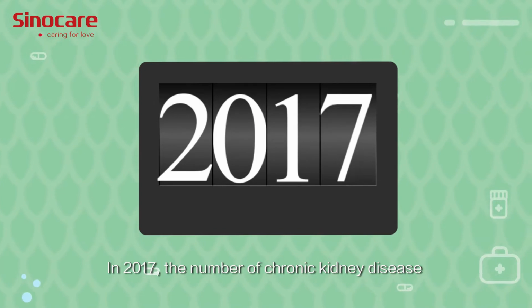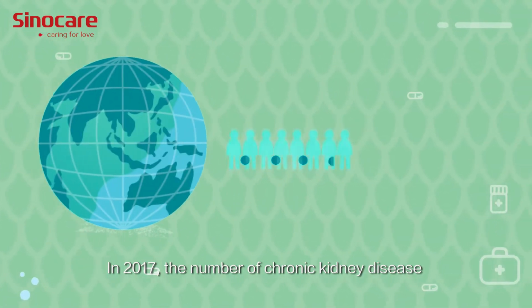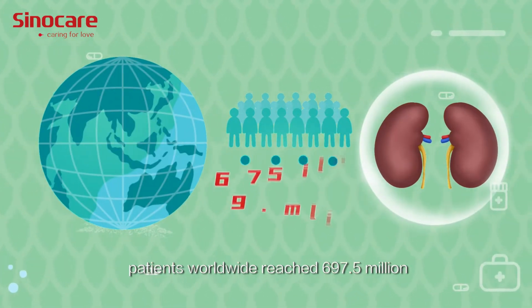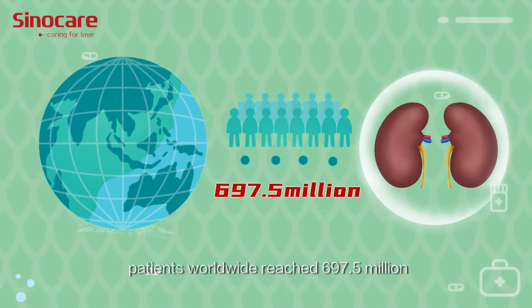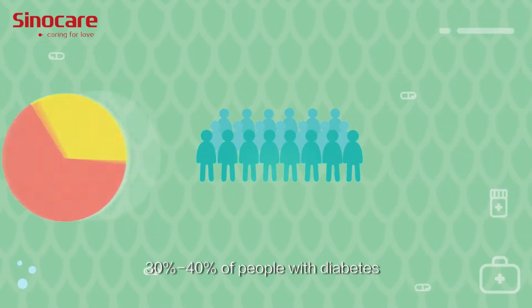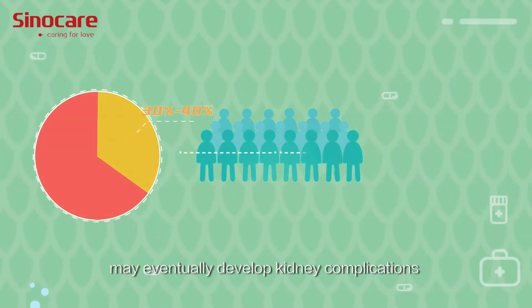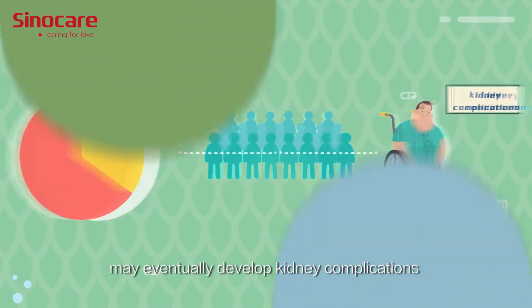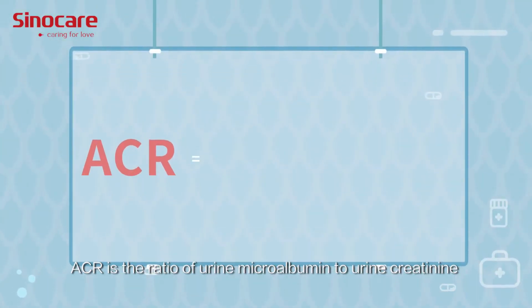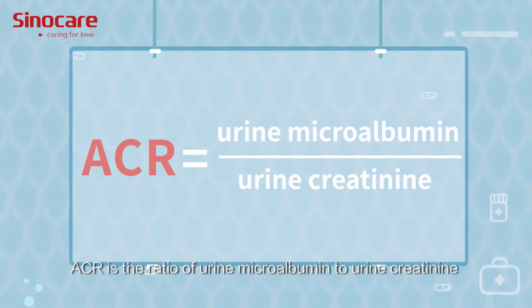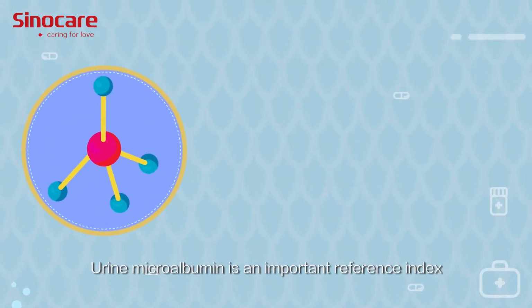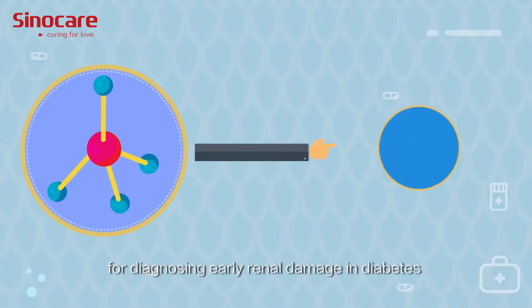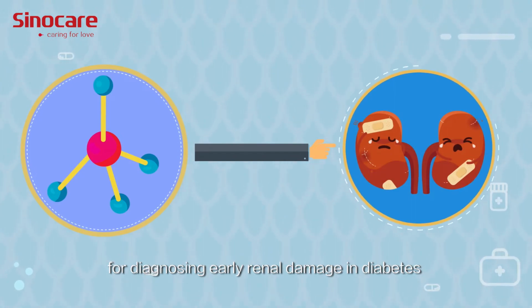In 2017, the number of chronic kidney disease patients worldwide reached 697.5 million. 30 to 40% of people with diabetes may eventually develop kidney complications. ACR is the ratio of urine microalbumin to urine creatinine. Urine microalbumin is an important reference index for diagnosing early renal damage in diabetes.